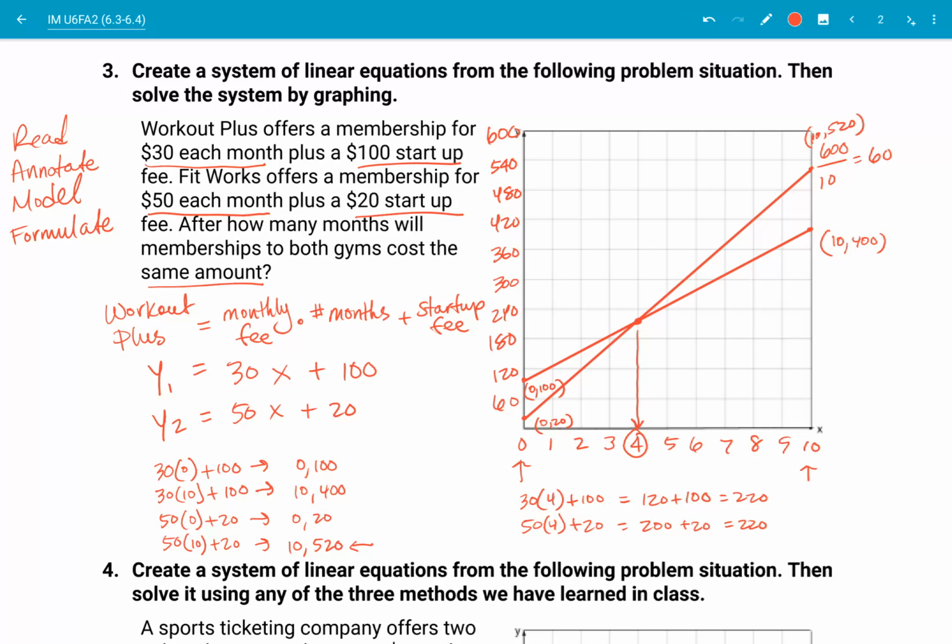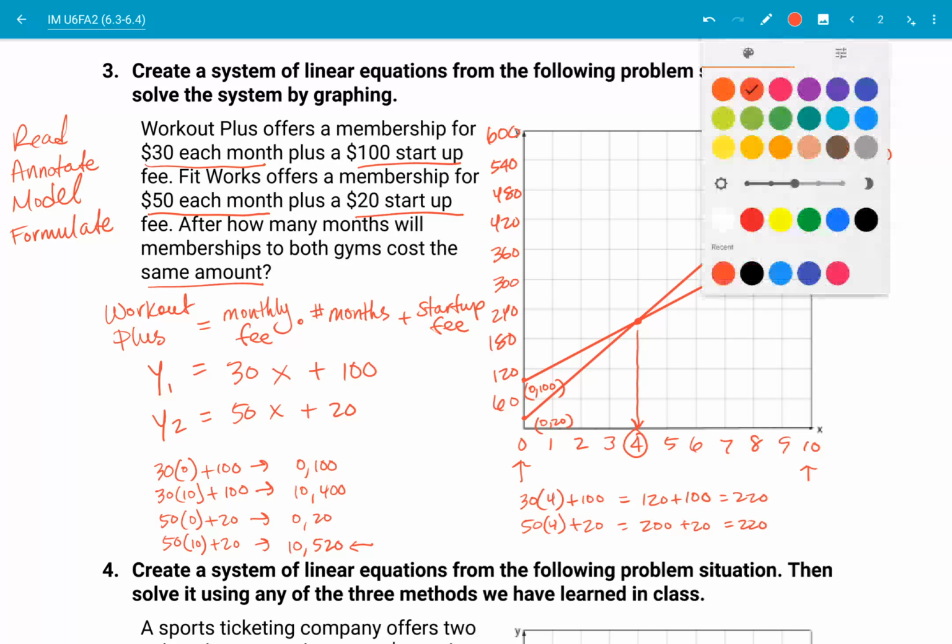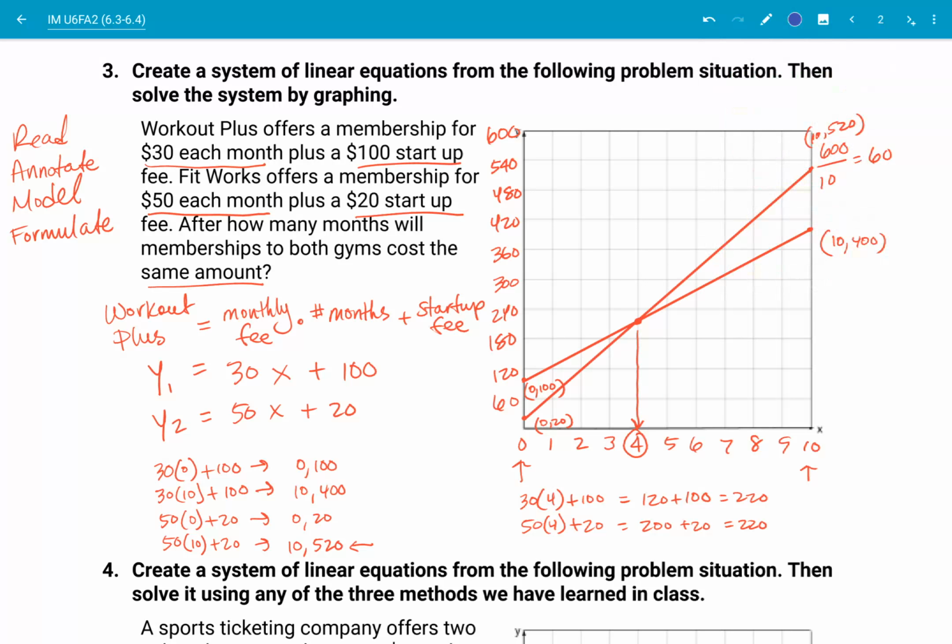So our final answer will be both gyms. Let's write this in blue. Both gyms will charge the same amount after 4 months.